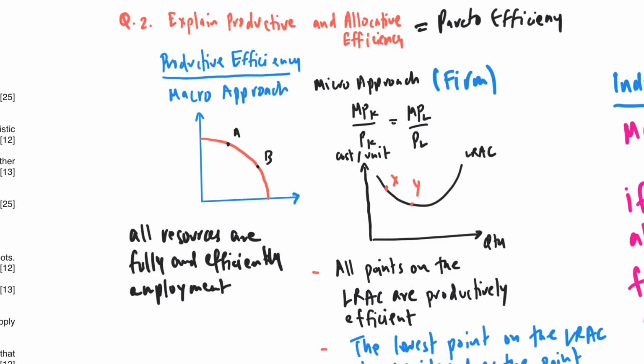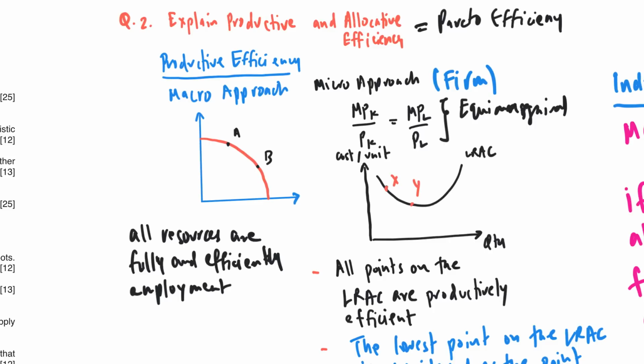In a micro sense, we are productively efficient when the firm, or all firms in the industry, are productively efficient. This happens when the equi-marginal principle holds true, which basically makes sure that the marginal product per dollar spent is the same for all factors of production. And if the equi-marginal principle is true, then we will be on the LRAC curve.